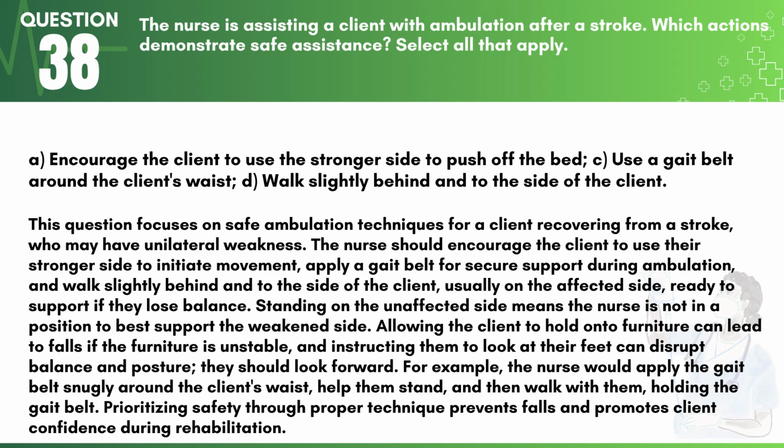Standing on the unaffected side means the nurse is not in a position to best support the weakened side. Allowing the client to hold onto furniture can lead to falls if the furniture is unstable, and instructing them to look at their feet can disrupt balance and posture. They should look forward. For example, the nurse would apply the gait belt snugly around the client's waist, help them stand, and then walk with them, holding the gait belt. Prioritizing safety through proper technique prevents falls and promotes client confidence during rehabilitation.